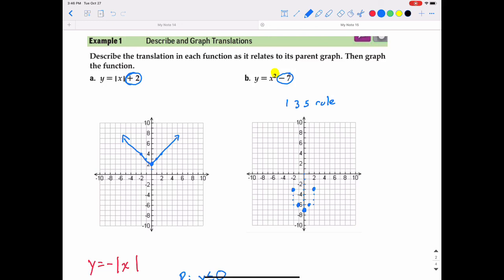And then now go out 1 and up 1, 2, 3, 4, 5. Then out 1, up 1, 2, 3, 4, 5. And that is the 5 part of the 1, 3, 5 rule. And then I'll draw my best rounded U shape through there. And there you go. There's your parabola shifted down 7 units. Parabola is what we call a U shape in Algebra 2. We get more into that when we get to Chapter 3.